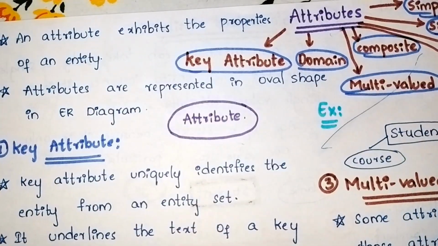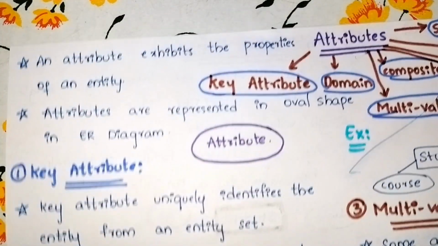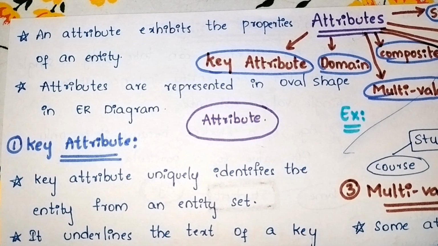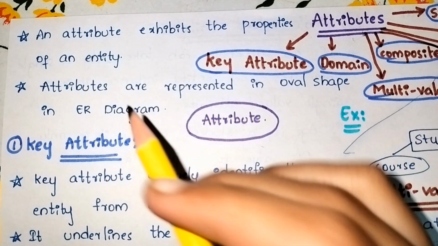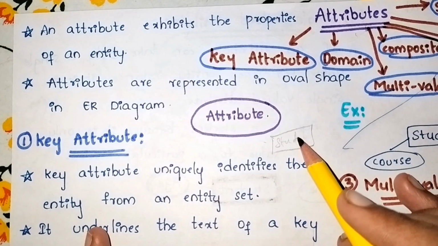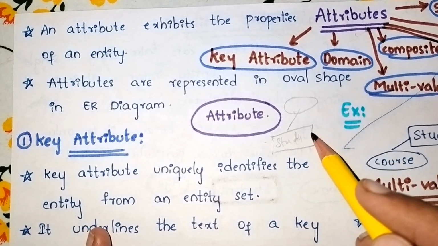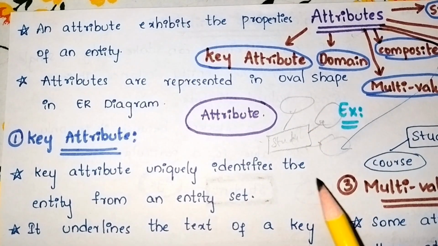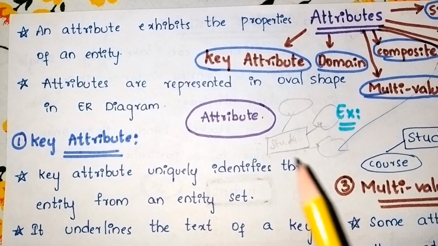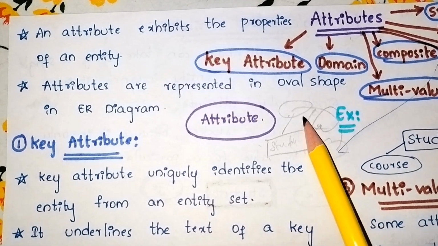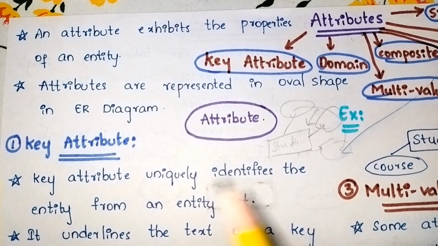An attribute exhibits the properties of an entity. That is, it explains what the properties of an entity are. Suppose we consider a student entity, as we have already seen before. We have so many attributes like name, age, roll number. All of these attributes are connected to a single entity, and they tell about the properties of this entity.